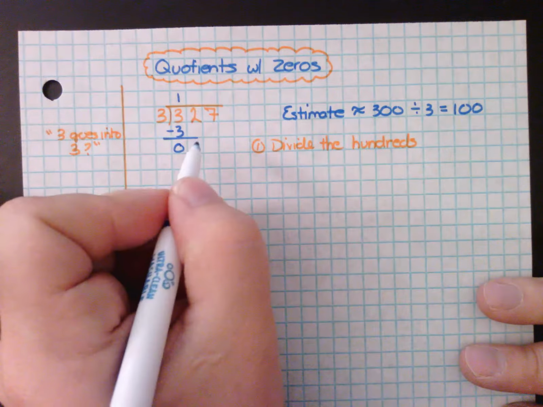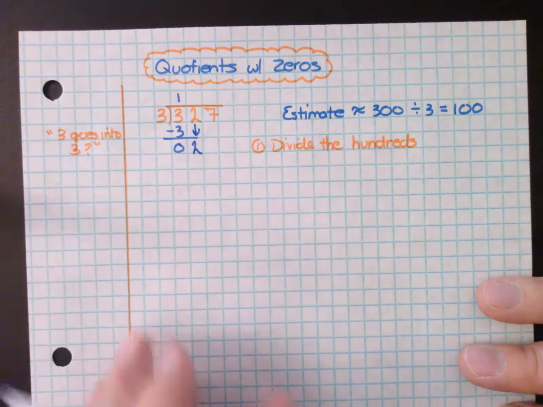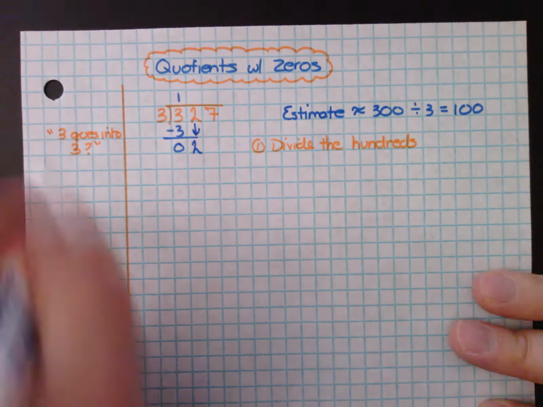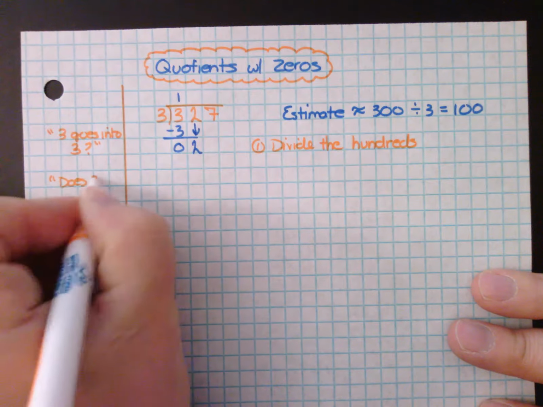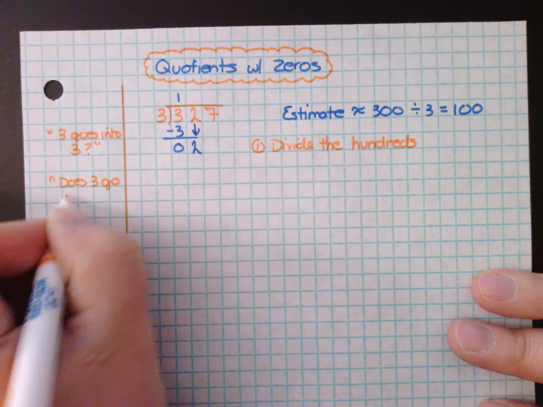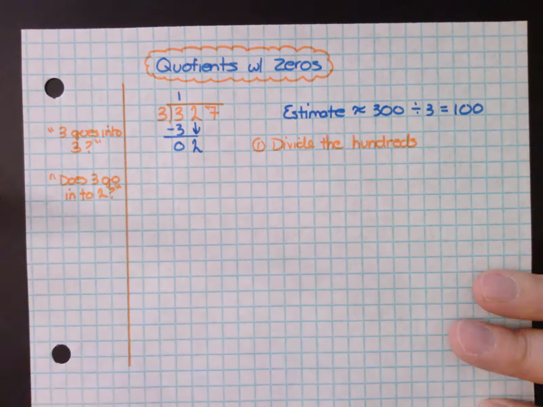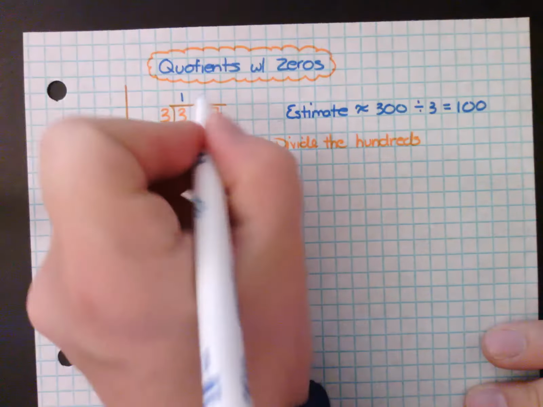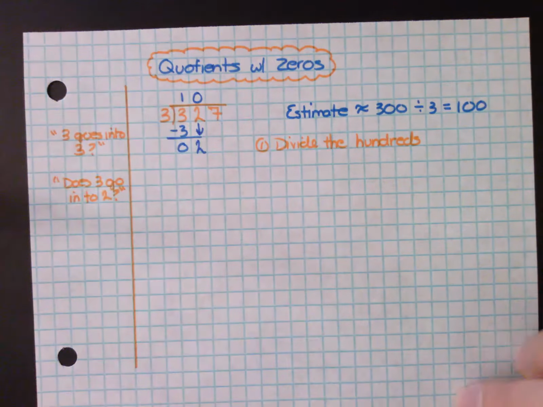Then I start my next place value. So I bring down my 2, and look what I notice. I ask myself, does 3 go into 2? And in this case, no. And so therefore, I need to put a placeholder of 0 in the tens place.